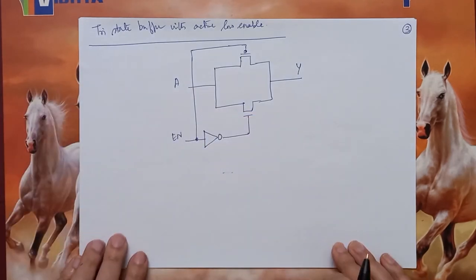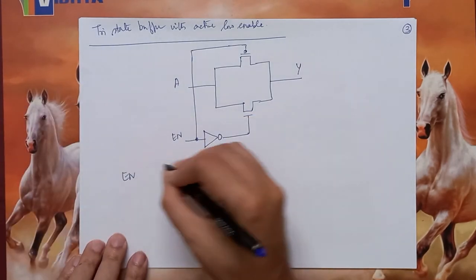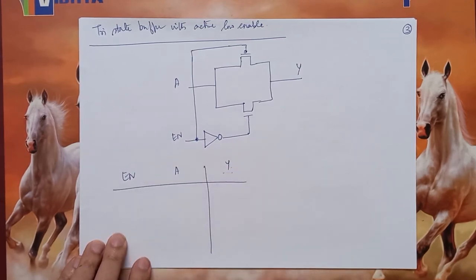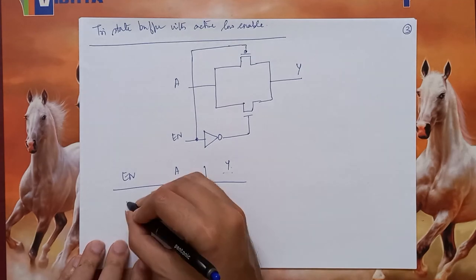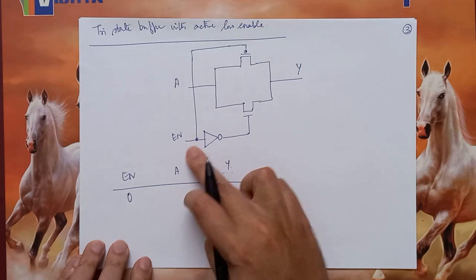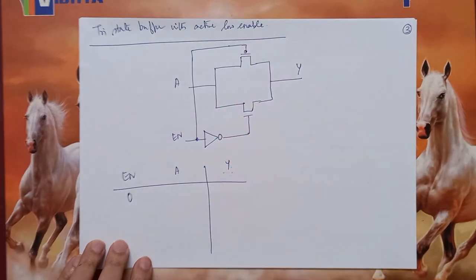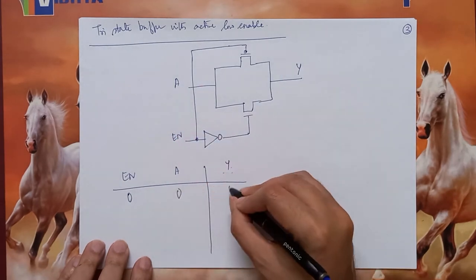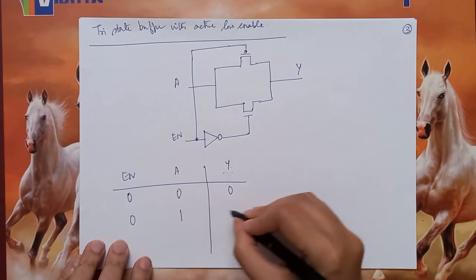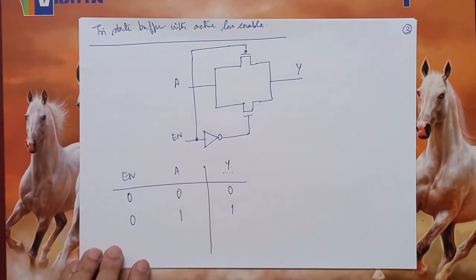So how would the truth table now look like? You have EN, A and Y. If EN is 0, the PMOS gets a 0 and NMOS gets a 1. So both of these are now on. So whatever will be A, the same will be Y. If A is 0, Y will be 0. And if enable is 0 and A is 1, Y will also be 1.